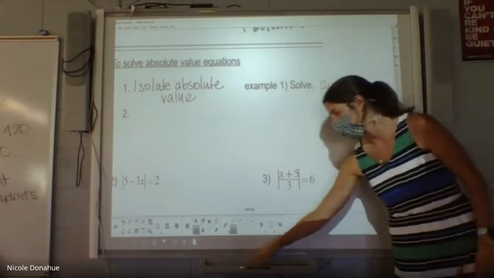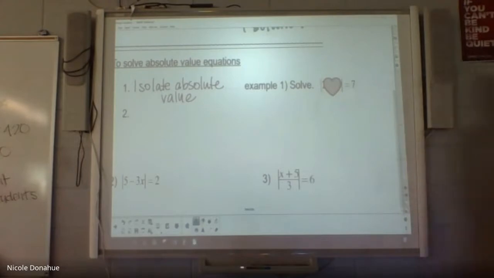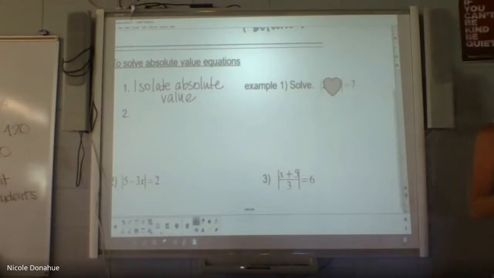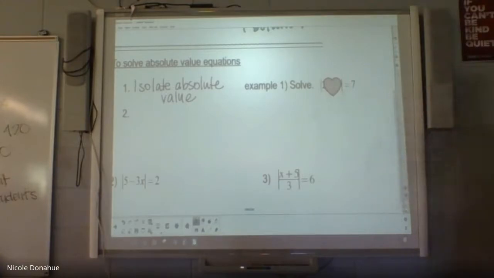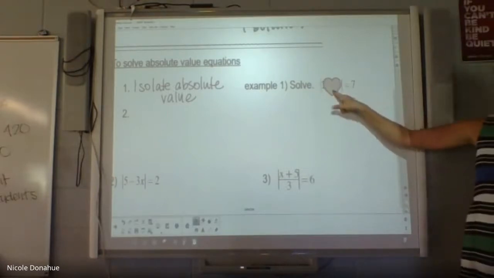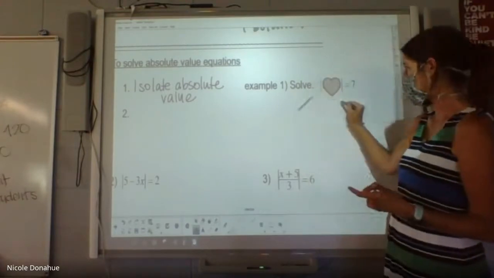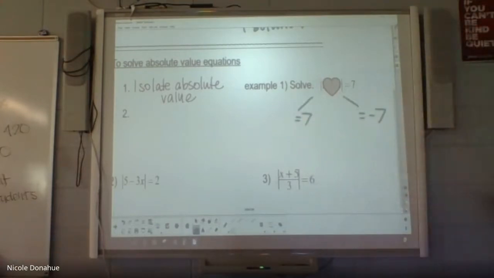So what this little card is meant to do is to help you visualize something going on here. I'm trying to cover that up so you don't know what's under there, and make you think about what could be underneath the heart. If I'm taking the absolute value of heart and it equals 7, what values could be underneath the heart? -7 or positive 7. So underneath this heart, I could either have +7 or -7. So what I'm going to do is set up 2 equations saying it could equal 7 or -7.